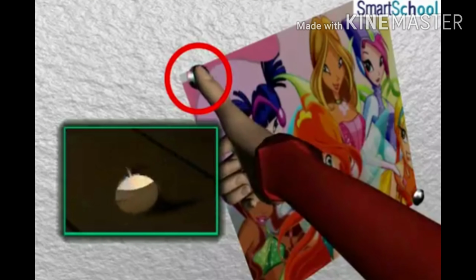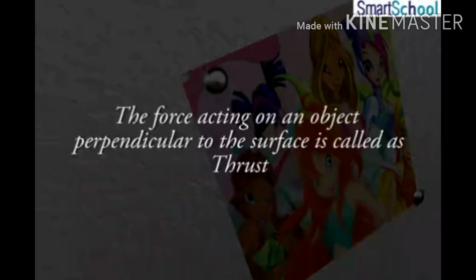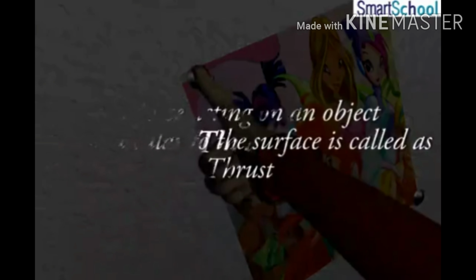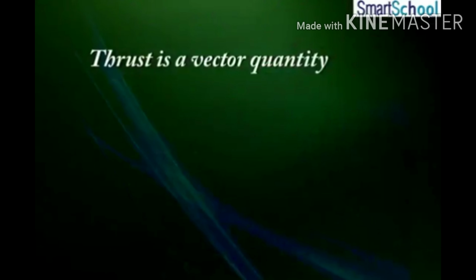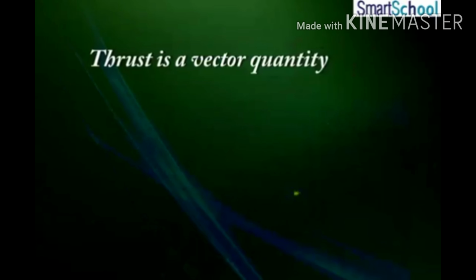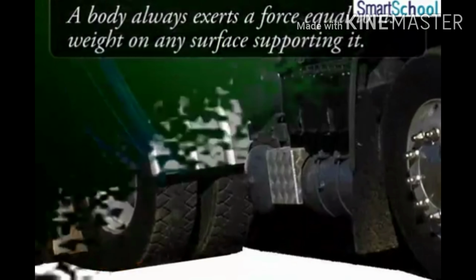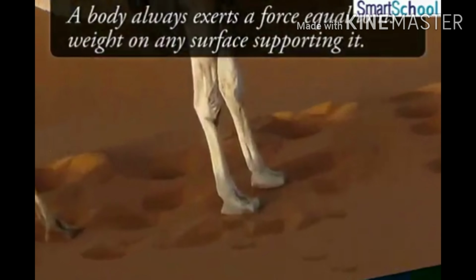Try to fix a nail into the wall with its tip pointing towards the wall. The nail moves easily into the wall. Here, the force applied is perpendicular to the surface. The force acting on an object perpendicular to the surface is called thrust. Thrust is a vector quantity. The unit of thrust is the same as the unit of force, that is Newton. A body always exerts a force equal to its weight on any surface supporting it.